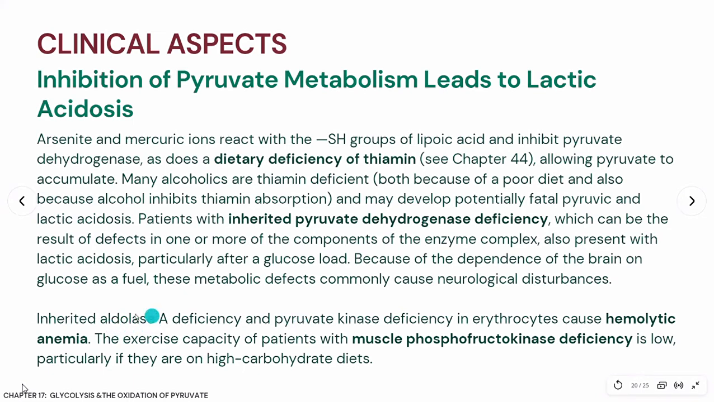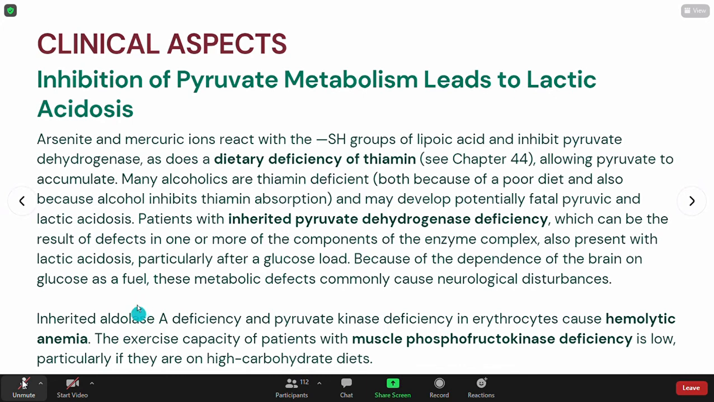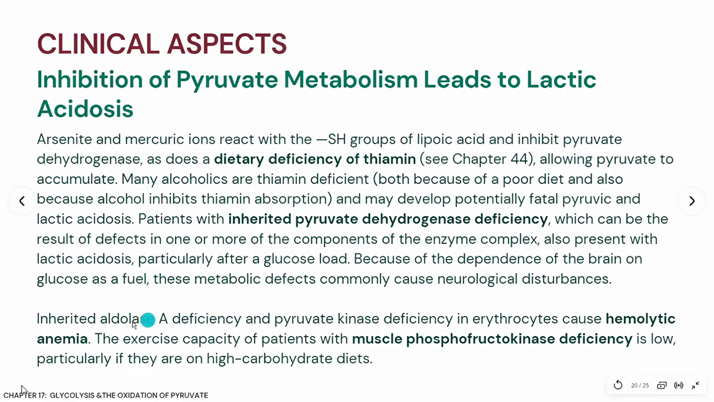Now, inherited aldolase. Where is this aldolase? In your glycolytic pathway. What is its action? It splits your glucose into two triose phosphates. Aldolase. So inherited aldolase and pyruvate kinase deficiency in RBC cause hemolytic anemia. And then fatigue when you have muscle phosphofructokinase deficiency, if you are on a high carbohydrate diet.